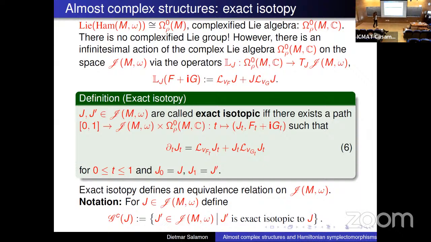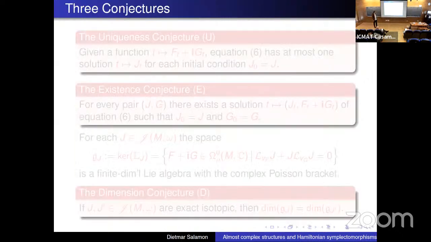And this would lead me to make 3 conjectures about this equation. Let me write it down again. So dt jt is L f_t jt plus Jt L g_t jt. So that's the most important equation of today's lecture.